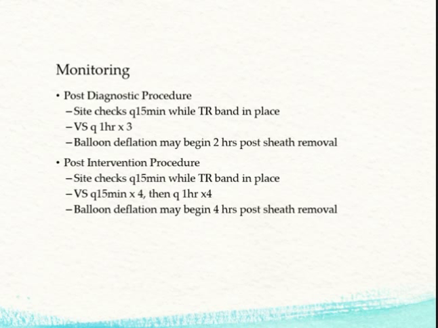If your patient has had an intervention, then you'll do site checks again every 15 minutes while it's in place, but this time you will allow the TR band to be in place for 4 hours before removal, and you're going to check vital signs every 15 minutes times 4, then every hour times 4.